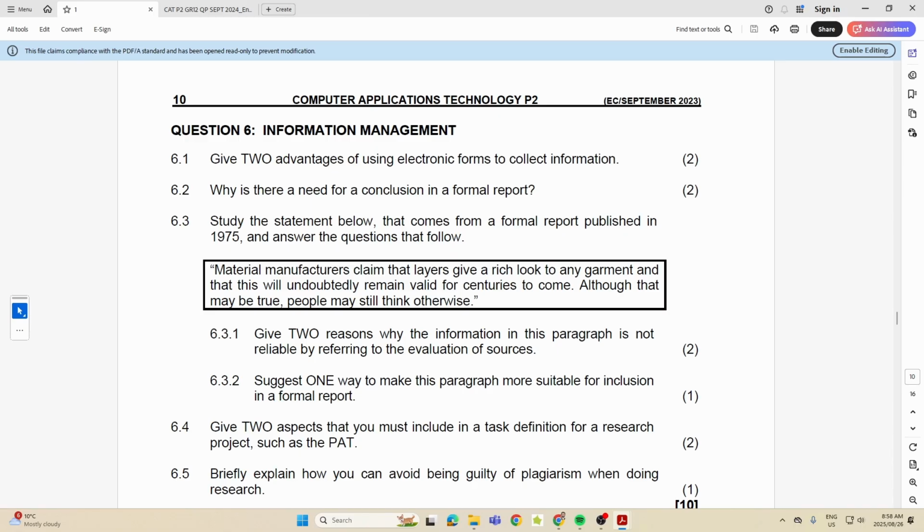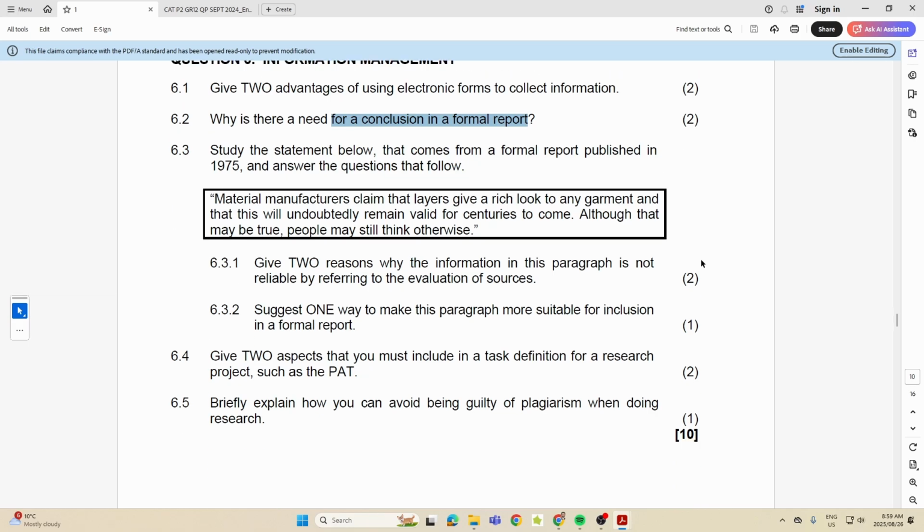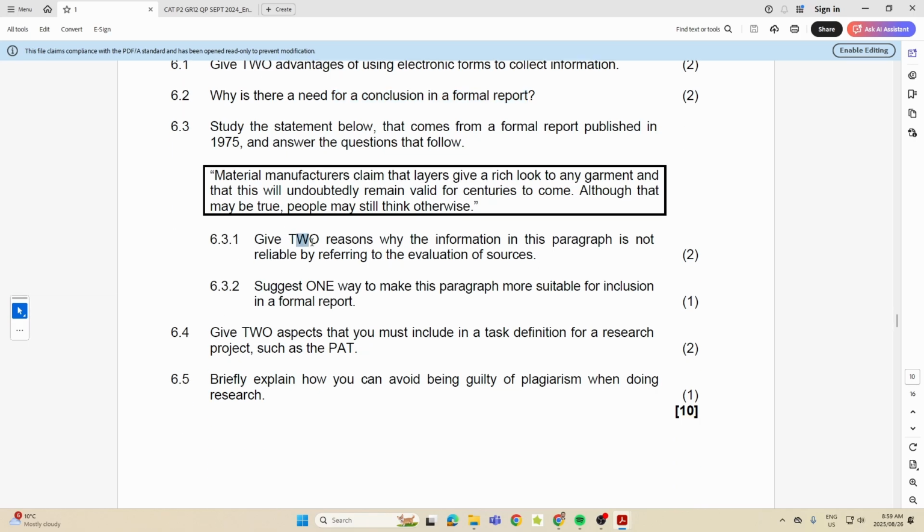So question 6 now is on information management, and I'll probably breeze through this. Here we can see electronic forms, a conclusion in a formal report. Did we see this come up in the PATs, people? Yes, we did. Okay. 2 reasons why the information in the paragraph is not reliable. Evaluating sources. You can see I don't even have to go through this. This is really from the PAT, plagiarism, etc.